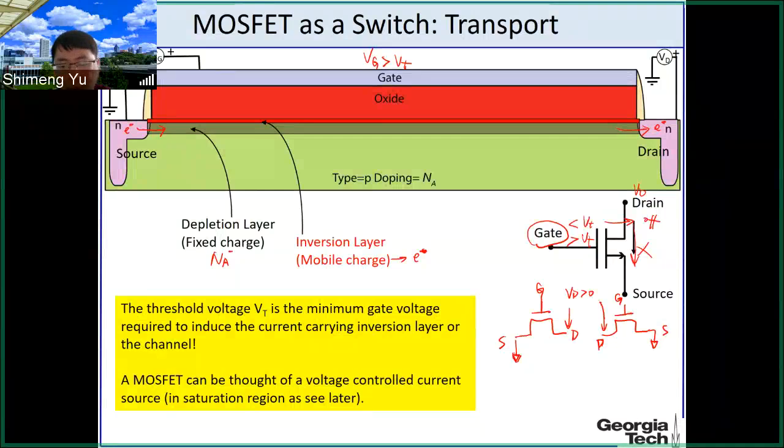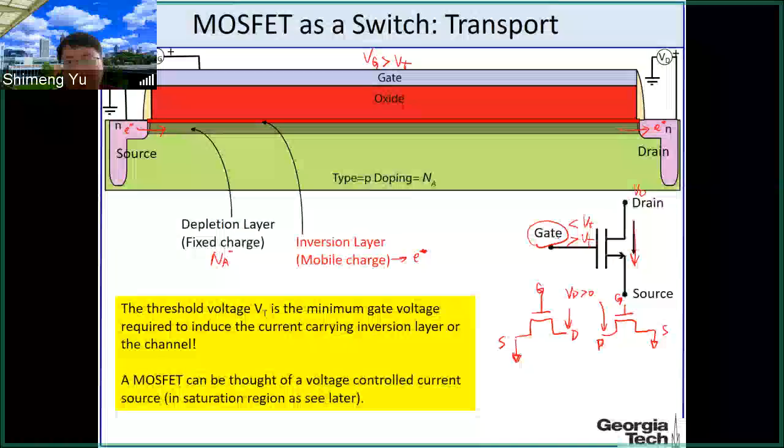So whether the current flows or not depends on the gate voltage. That's why this is a gate-controlled current switch. The switch has an off state and an on state, and the control is done by the gate voltage. So this transistor is a building block for all the circuits today for digital computing. And basically 1 and 0, the switching is controlled by this on and off of the switch.